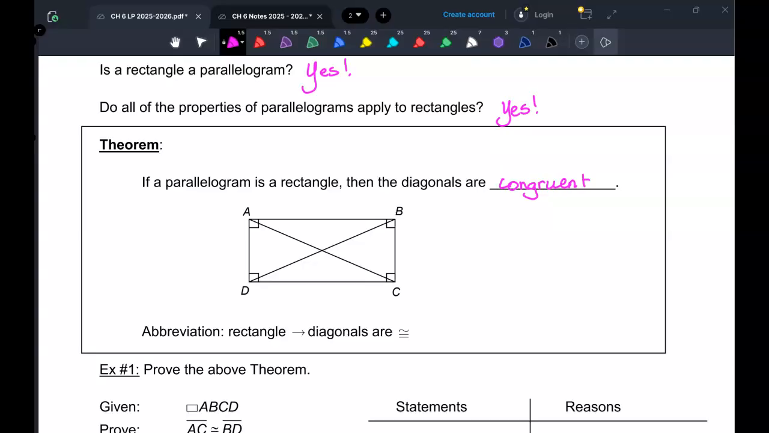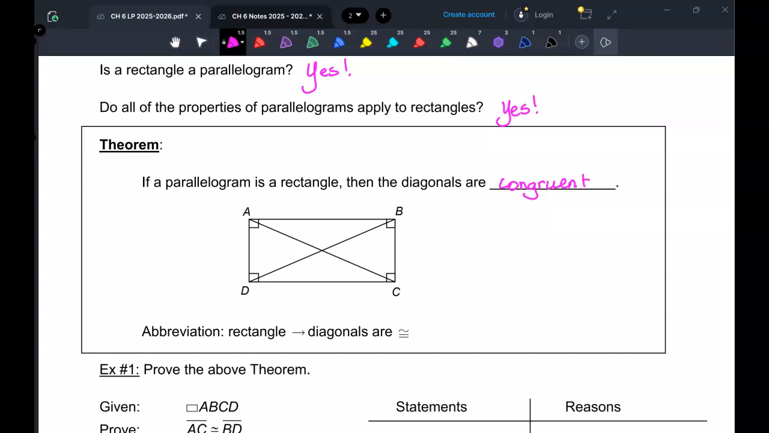So they weren't before. If it's just a parallelogram that's not a rectangle, think about a parallelogram and think about the two diagonals. Look at that diagonal. Is that going to be congruent to this one? Isn't this one going to be longer? It's stretched out further this way. No, this is just a parallelogram.